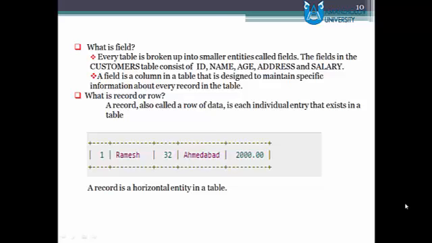Next question, what is a field? Every table is broken up into smaller entities called fields. The fields in the customers table consist of ID, name, age, address, and salary. A field is a column in a table that is designed to maintain specific information about every record in the table. What is a record or row? A record, also called a row of data, is each individual entry that exists in a table. A record is a horizontal entity in a table.